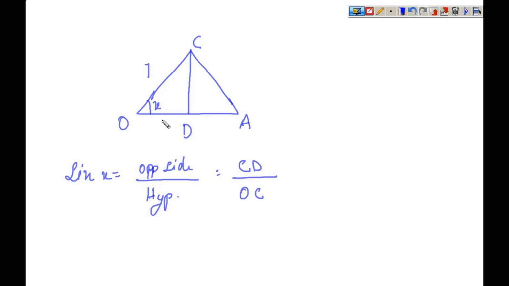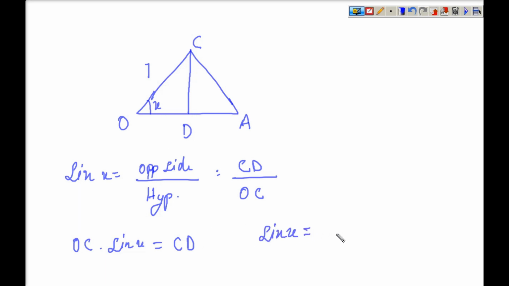Now OC is 1 and OA is 1. So in terms of OC, OC times sine x is CD, right? So we get the value of CD, and OC is 1 because this is the radius of the circle. That means sine x equals CD, right?